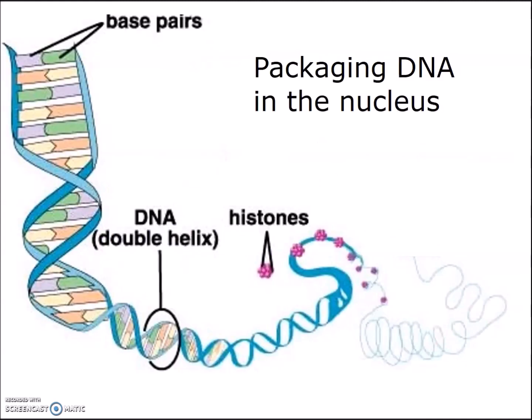Here's a nice image. We've got two strands of DNA. Sometimes it's described as a ladder that's twisting. So the rungs of the ladder are the nitrogen-containing base pairs, and the rails of the ladder are the sugars and phosphates that make up the nucleotide. So you've got a really long, double-stranded DNA molecule, twisting and twisting and twisting, and the histone proteins are like the spool around which the DNA wraps and wraps and wraps and gets really, really packed tight in the nucleus.